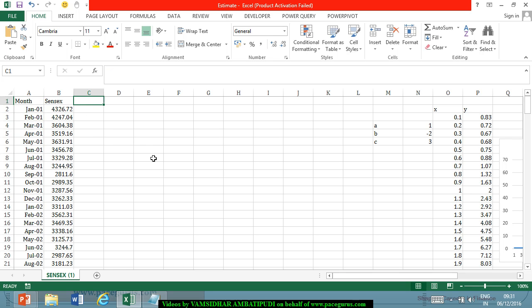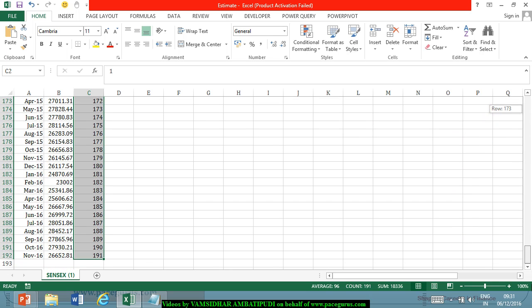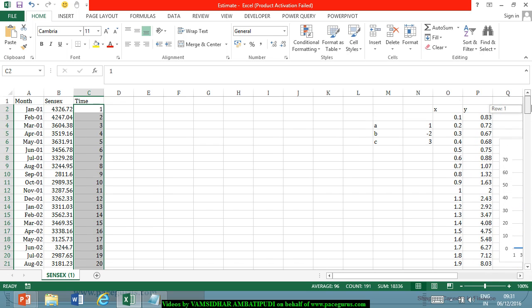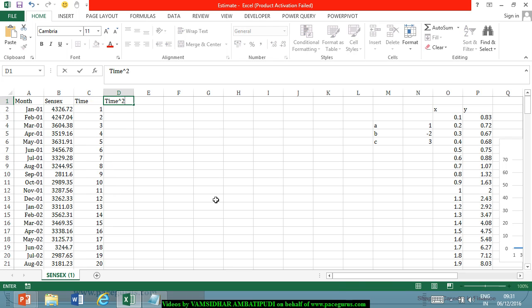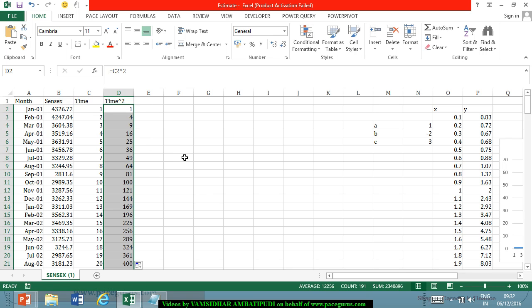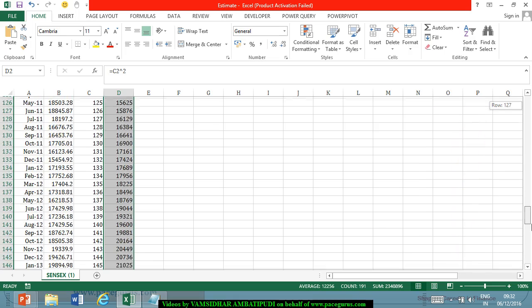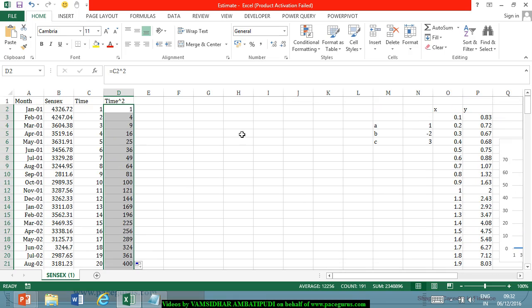First of all, I require the time variable. As we said, the first month we represent as 1, the second month as 2, and it continues, which means the last month is represented as 191. We also have a time squared to talk about the quadratic trend. I will take the square of this to represent the quadratic trend, so I have the squared values as well till the last.